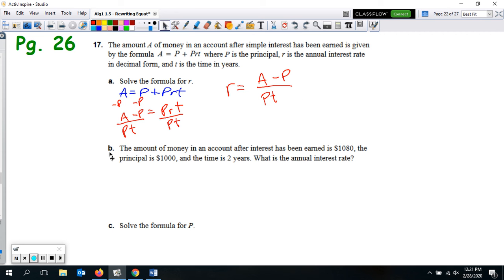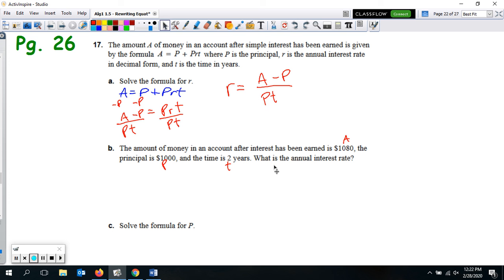Now, letter B says the amount of money in an account after interest has been earned is $1,080. Okay, so that is the A. That's the amount of money that's in the account. That's your final amount. That's our A number from our formula up here. The principal is $1,000, so it's obviously P for principal, and the time is 2 years. So that's the T in the equation for time. We're going to use 2.